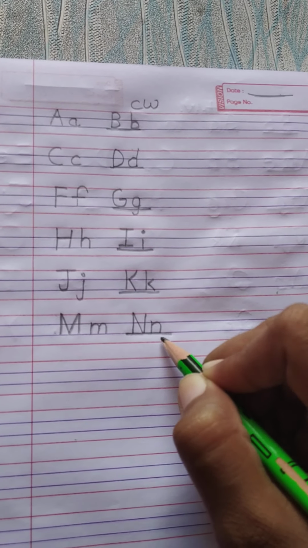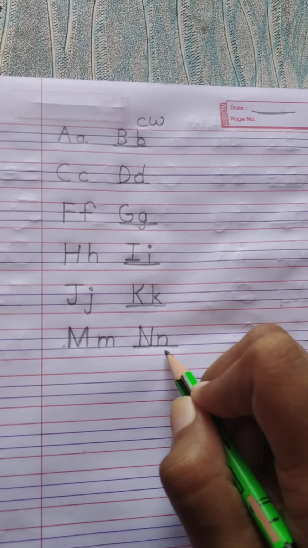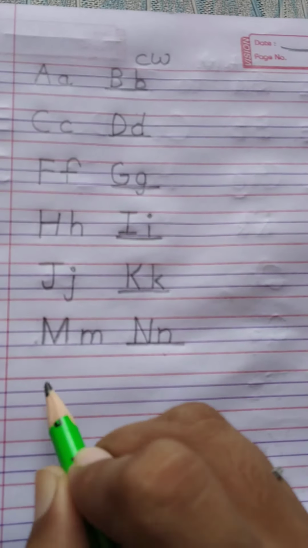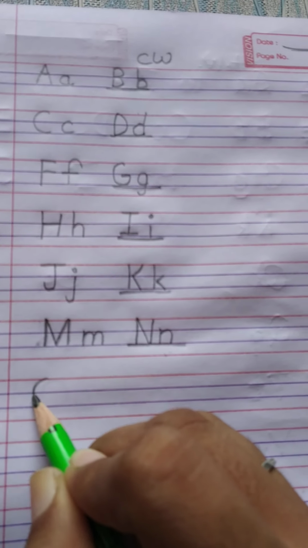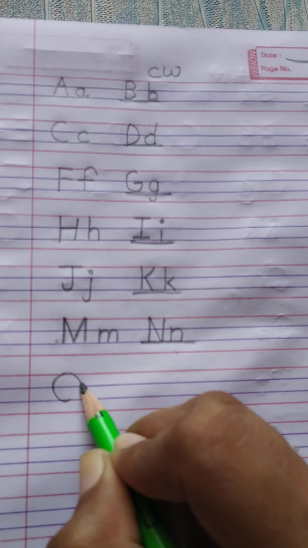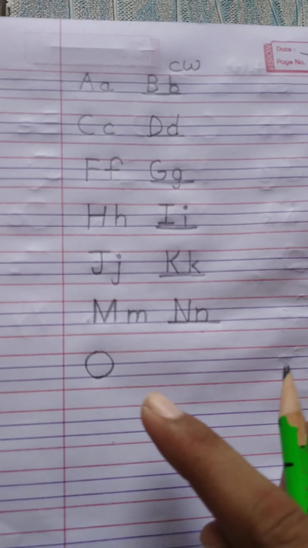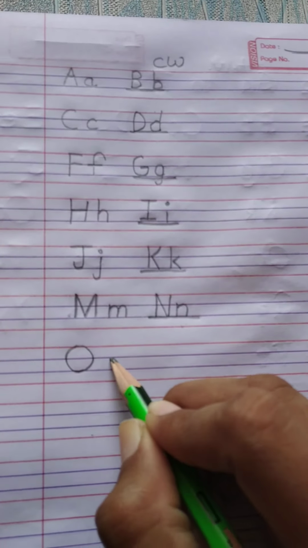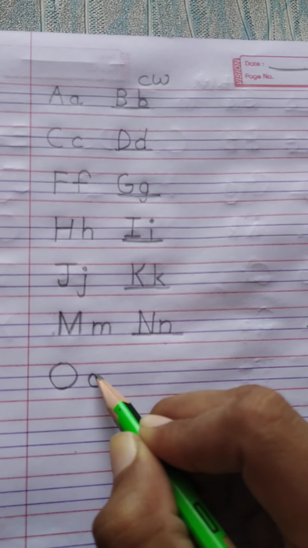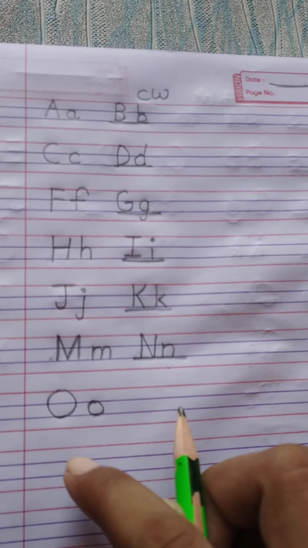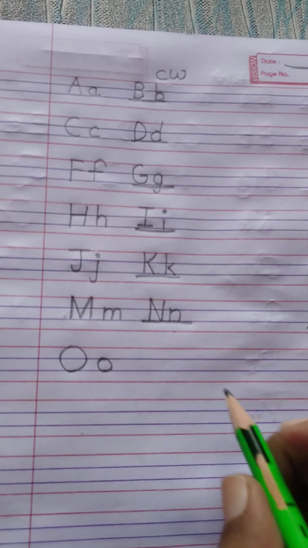This is small n. M after N. Now write here in the next line letter O. Half circle, again half circle. This is capital O. Now small o, in which line? Blue line. Half circle, again half circle. This is small o. After O, which letter, children?